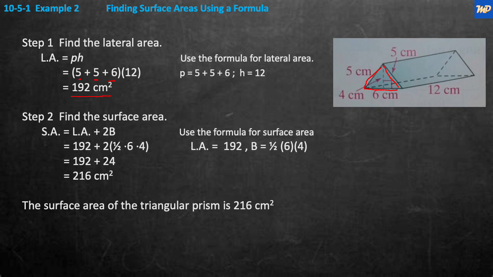Remember the square. And then step 2, find the surface area. So surface area is the lateral area, the LA, plus 2 times the base. When we substitute in here, we get LA is 192 centimeters squared plus 2 for the B's. And what is B? The B is 1/2 times 6 times 4.